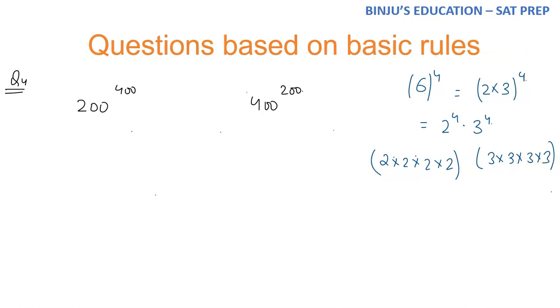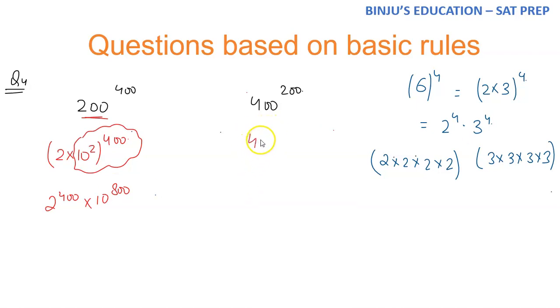What I'm going to do is rewrite this expression as 2 into 10 square to the power 400, which is 2 to the power 400 into 10 to the power 800. In this part I have directly used that property, a to the power m whole to the power n is a to the power m into n, because I have used that property in almost every question, so I believe that you must have remembered it by now. Coming to this 400 to the power 200, this will become 4 into 10 square to the power 200. So this is 4 to the power 200 into 10 to the power 400.